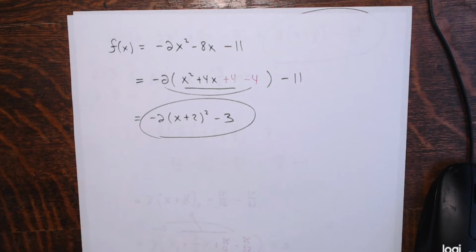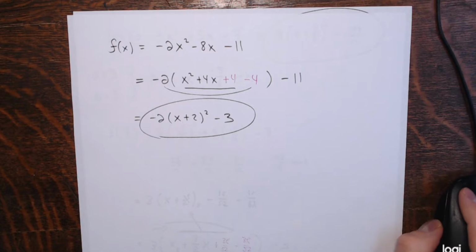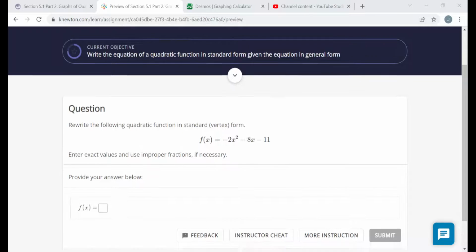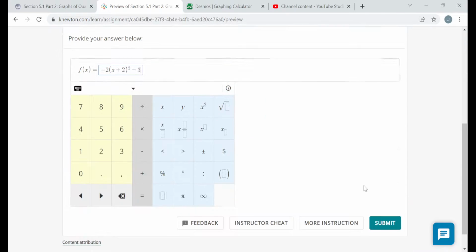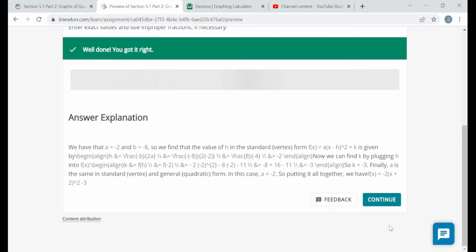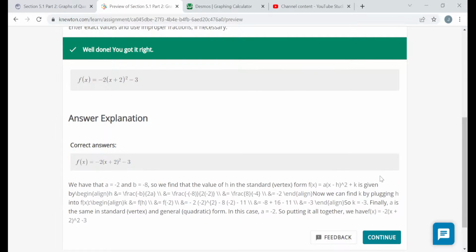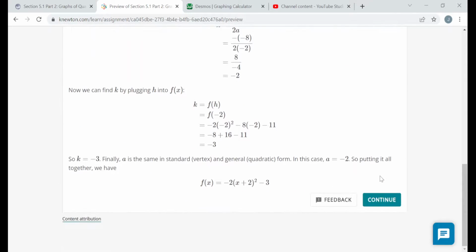It's opening down. But that's good. And again, you've seen 3 more of these earlier. You should have an idea as to how to do these by now anyway. And with some practice, they can be that quick. So negative 2 times the quantity x plus 2 squared, and then minus 3. Great. And again, they go through the method where you find the vertex first and then plug it into the standard form if you remember the standard form.